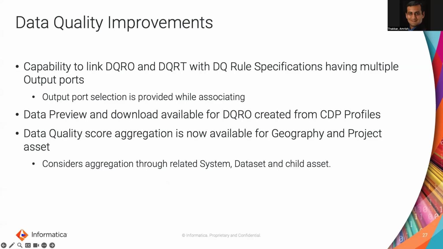We have also added preview and download options for rule occurrences created from our cloud data profiling as well. So there was some discrepancy between locally created rules and ones coming from the cloud profiling. And then on the quality aggregation side, we have now enabled that for geography as well as the project asset tag as well.